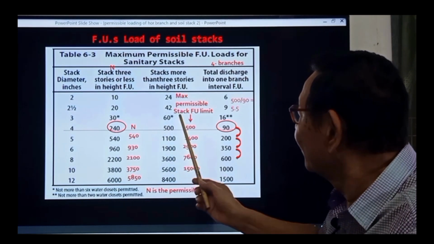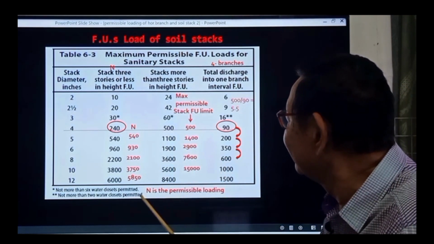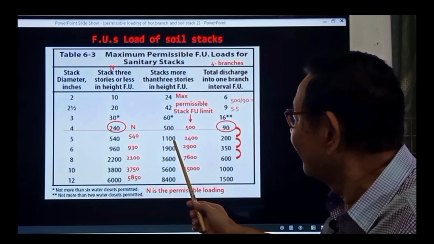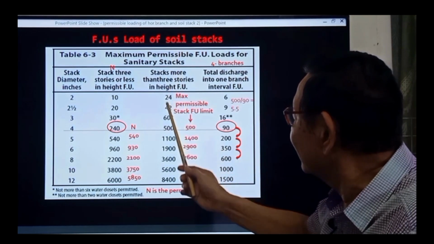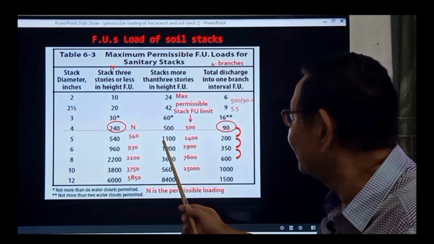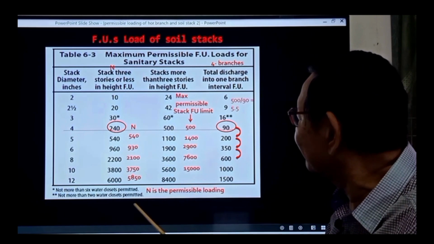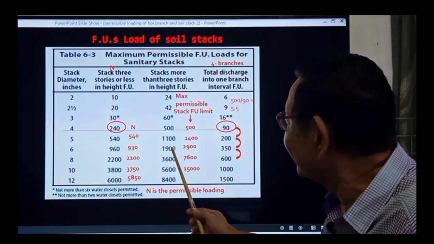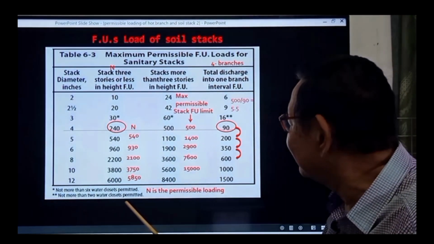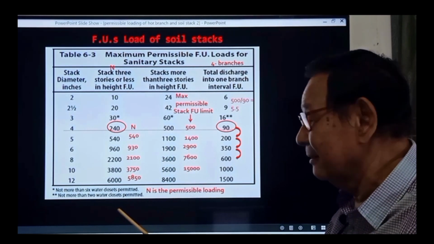500. So, the maximum stock fixtures unit is 500. Yung kanina, pero sa itong IPC, International Plumbing Code, is 1,100. Yung sa original is 1,400. Ang sa IPC, ito, 1,900. Ang original is 2,900. Ito ay 3,600. Ang original is 7,600.